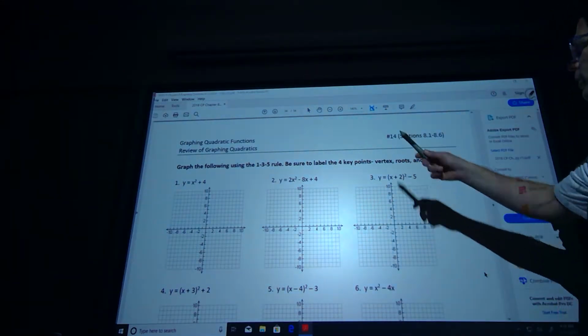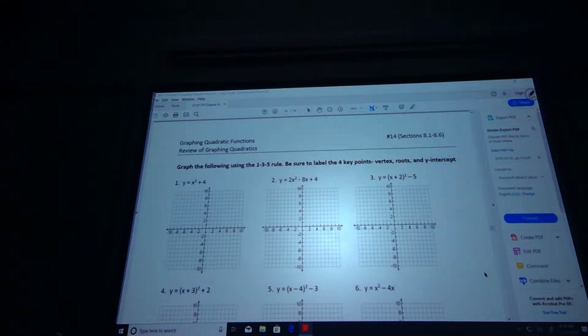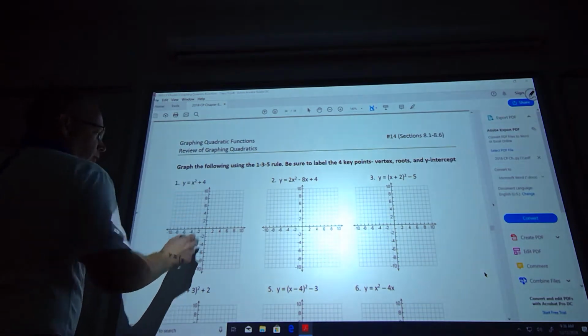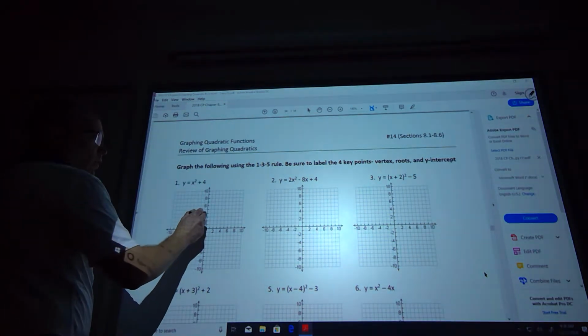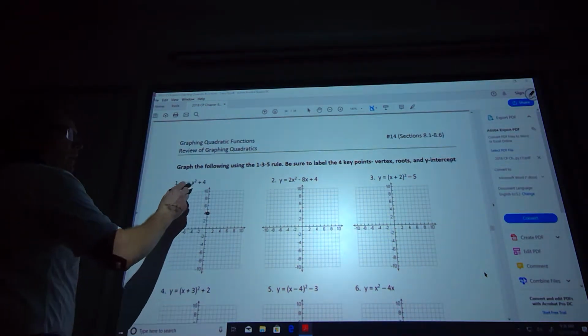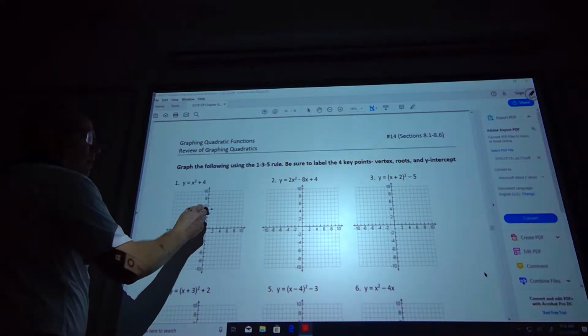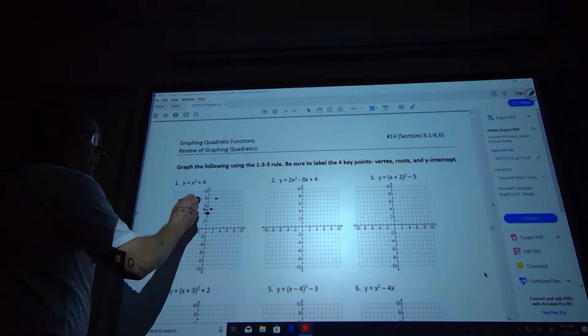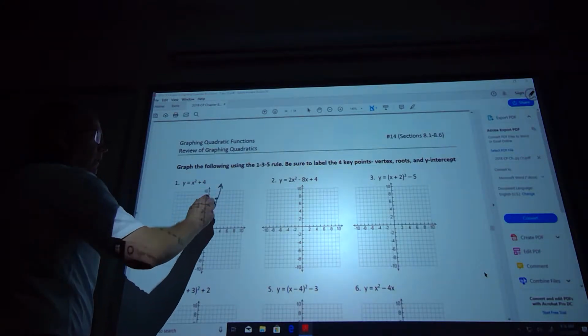This is worksheet number 14, one of the reviews, so we'll look at the odds. First one, we want to label it. We don't have a B value, so that means that it just goes up 4. Put a dot, and I'm going to pattern graph it. Right one, up 1, left one, up 1, right one, up 3, left one, up 3, and that's about as far as we can go.